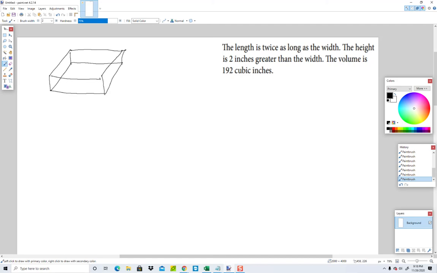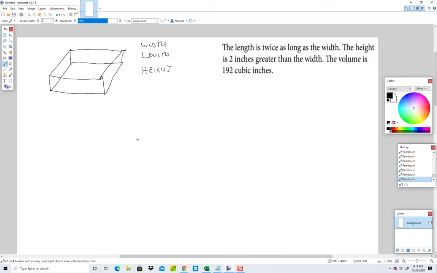Okay. Length is twice as long as the width. Now, we've got our length, and we've got the width. The height is 2 inches greater than the width. So we also have our height.